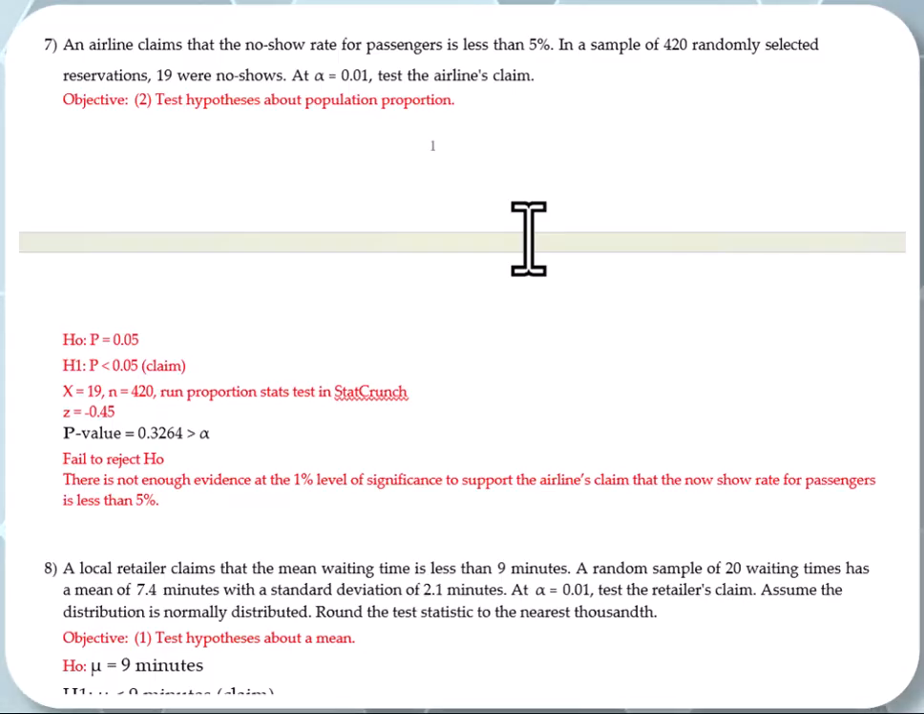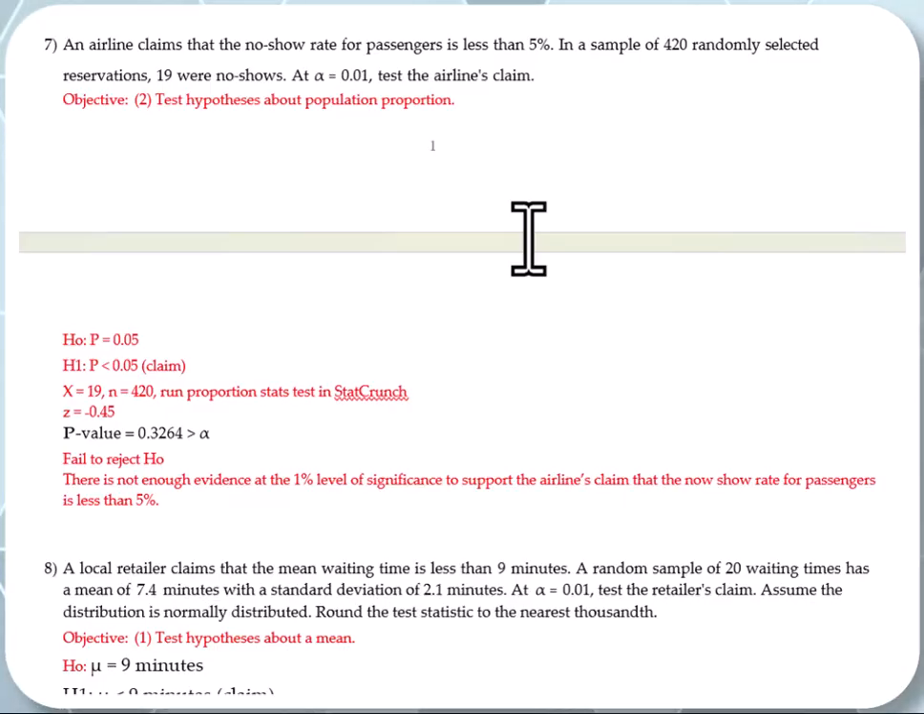An airline claims that the no-show rate for passengers is less than 5%. So the percent of passengers who don't show up to their flight is less than 5%. So this is a proportion test. In a sample of 420 randomly selected reservations, 19 were no-shows. So the number of observations here is 420, and the number of successes X is 19. At alpha equals 0.01, test the airline's claim.